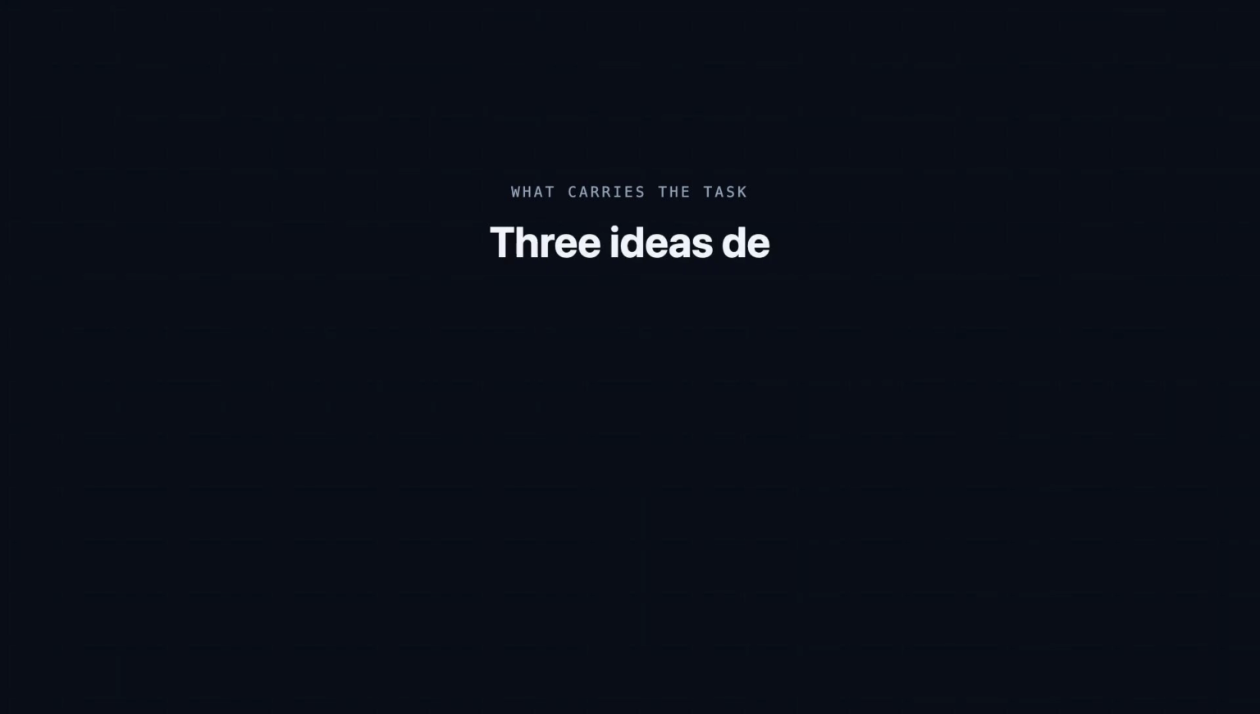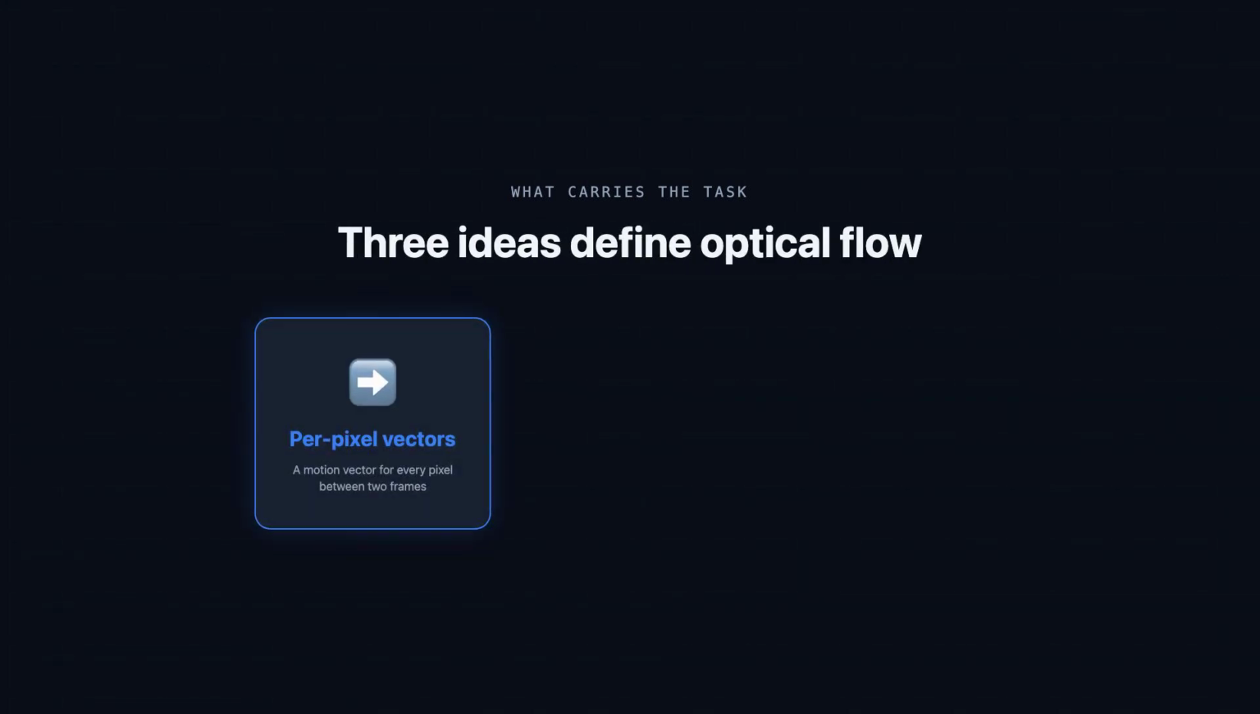Alright, let's pull out the ideas that hold this whole topic together. Dense motion, pixel by pixel. At heart, optical flow gives you a motion vector for every pixel between two frames. That density is exactly what separates it from just tracking a handful of feature points around the scene.